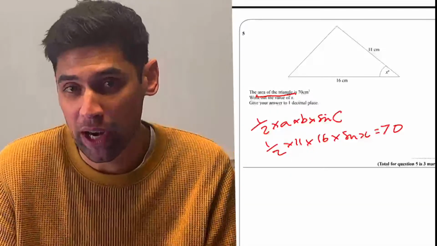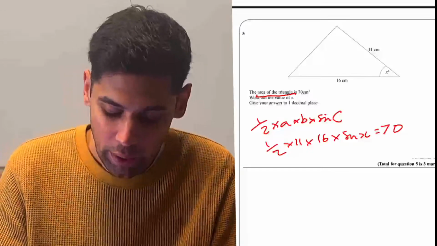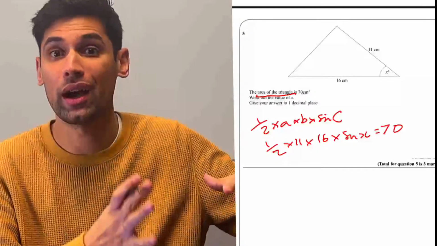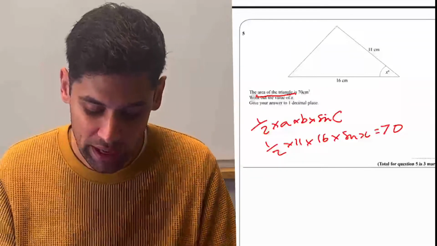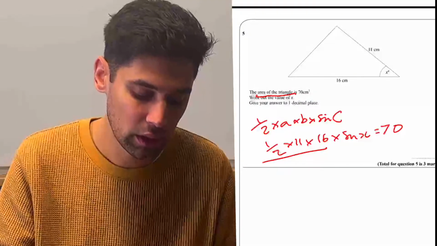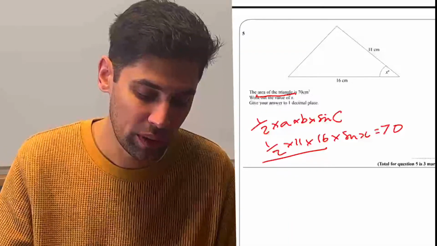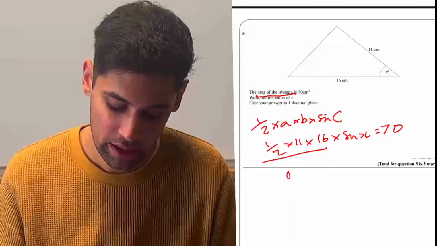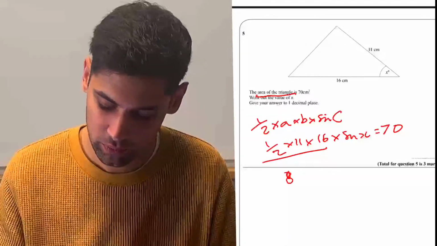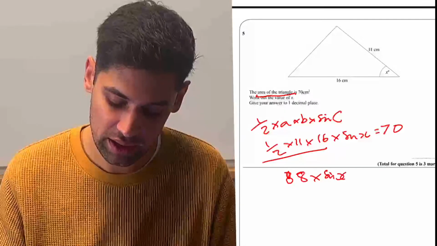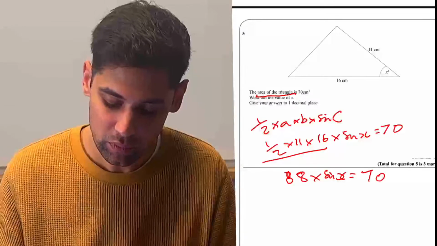So now it's just an algebraic rearrangement, right? Before I start moving stuff from one side to the other, I try and simplify one side first. Because we have this half times 11 times 16, let's just type that into our calculator. We get 88. So we know this currently is 88 times sine x equals 70.